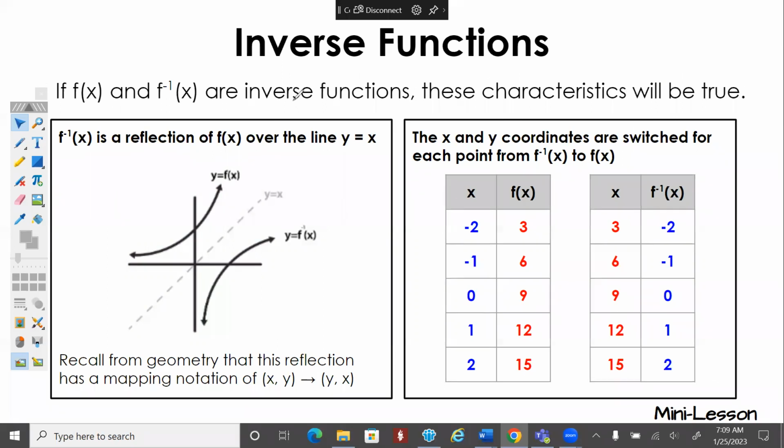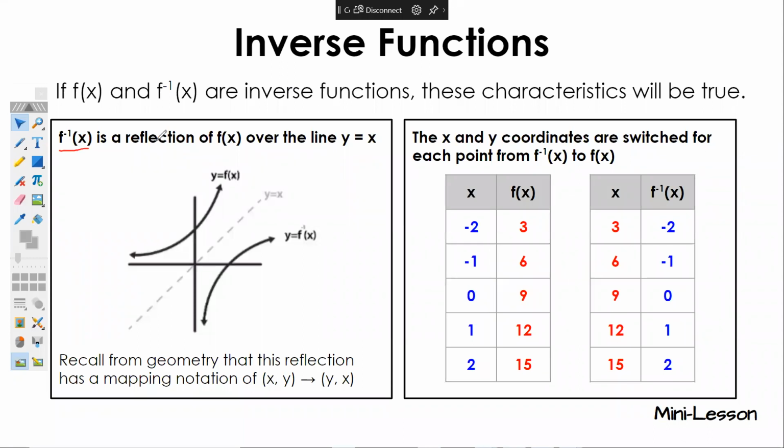The first thing that'll be true is that the inverse function and f of x are going to reflect over the line y equals x. Do you remember back in geometry where you had a reflection across the line y equals x? Do you remember what the rule was for that reflection? I know it's been a really long time. It looked a lot like this line. The rule was switch your x and y.